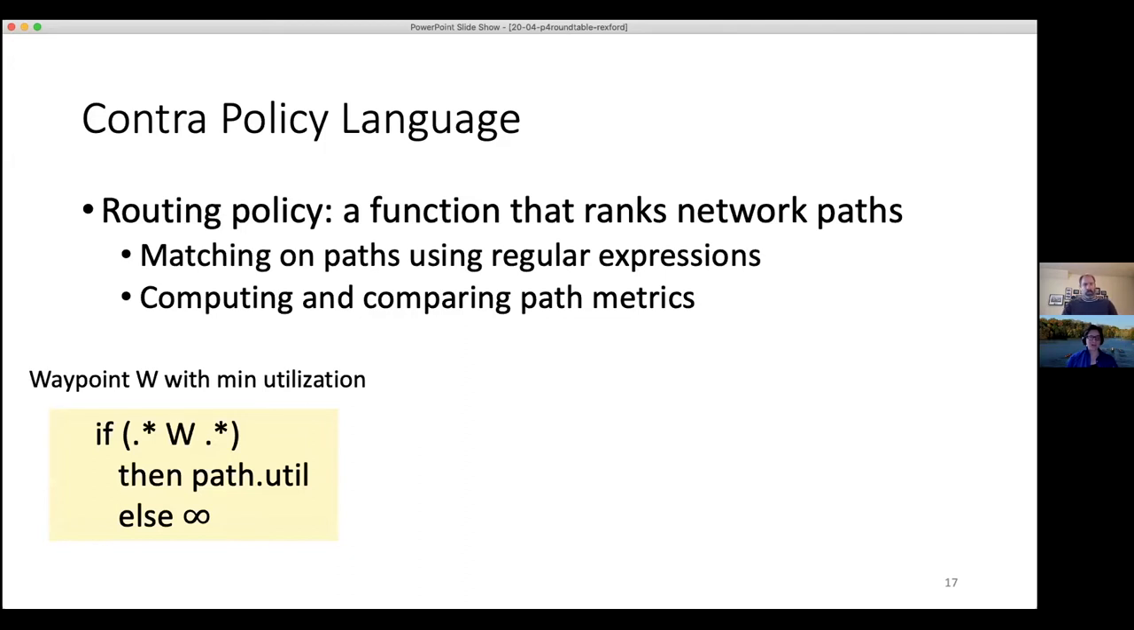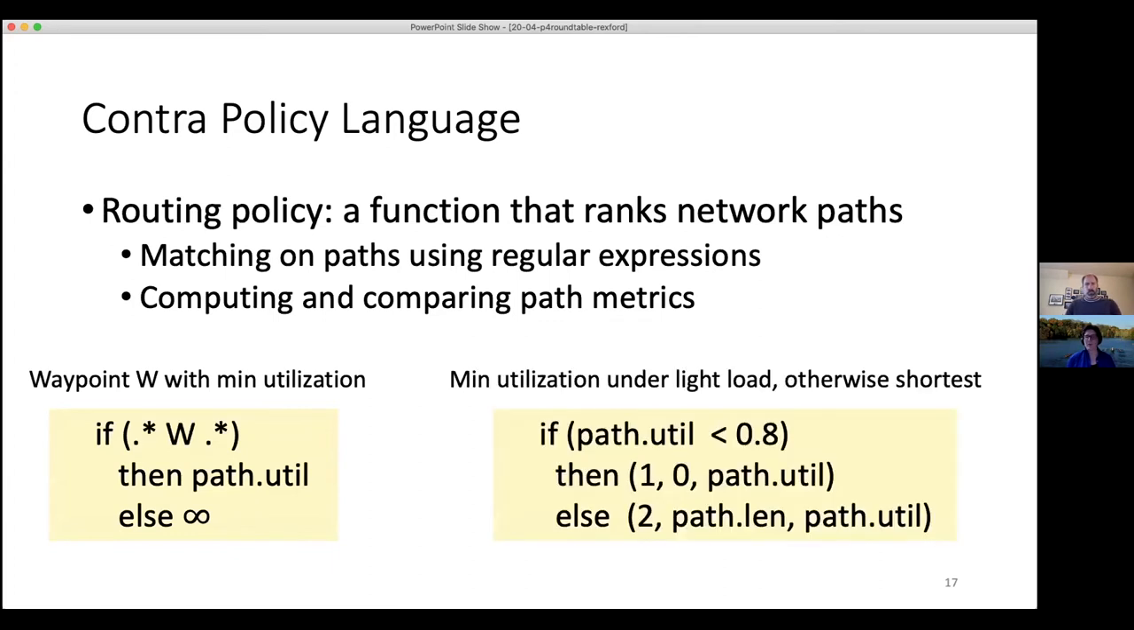If the path doesn't go through the middle box, then it has sort of infinite cost. It's completely undesirable because it violates the constraint that you have to go through the middle box. In the second example, we just want to take the least loaded path. But taking the least loaded path, if it's very long, can be useful if the network is generally not too congested. But when the network is really heavily loaded, it's better to take only the shortest paths rather than take longer paths that have lighter load, because that may in turn congest paths that others may need later.